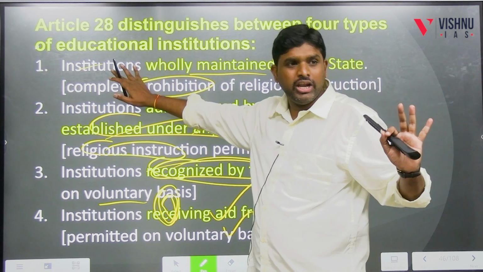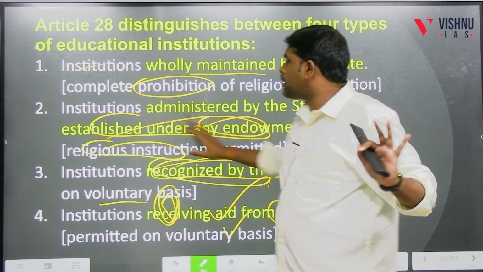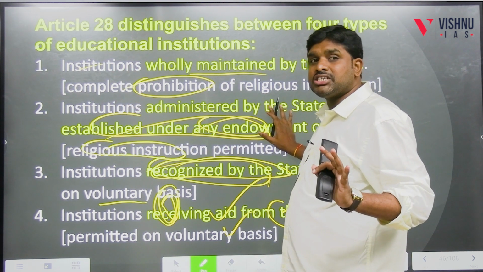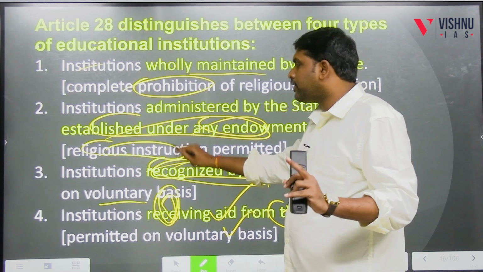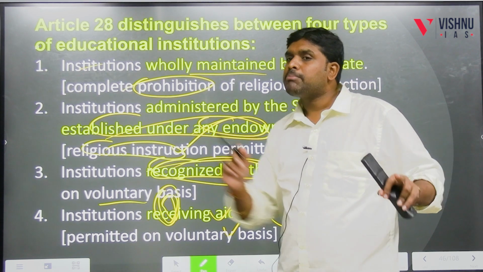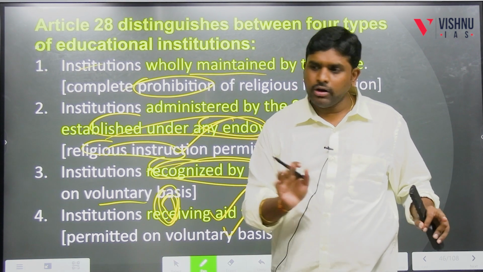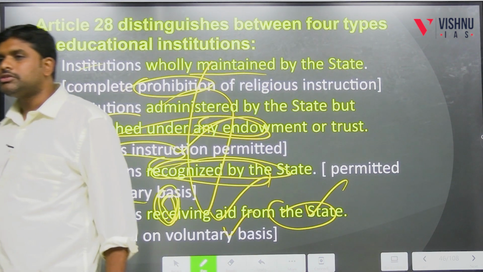First one, wholly funded, not permitted. Number 2, administered by the state but established by an act of trust or endowment, then permitted. Number 3, recognized, voluntary basis. Partly funded from the state, allowed on voluntary basis. These are the 4 conditions. Article 28 of the Constitution.